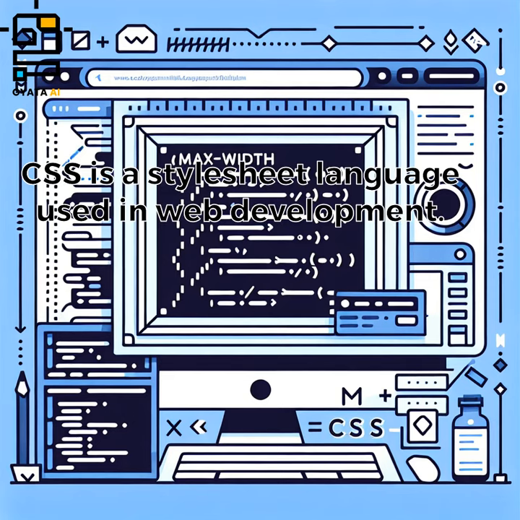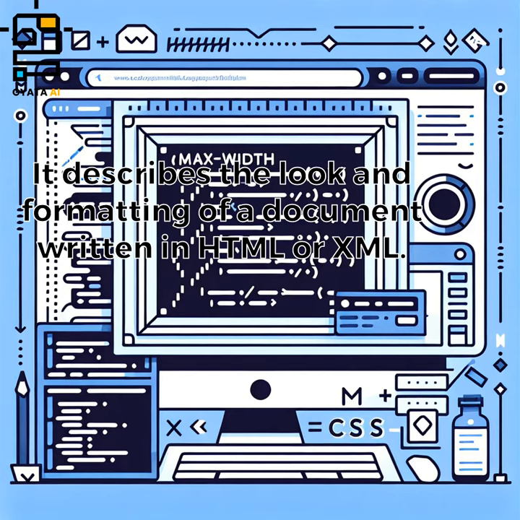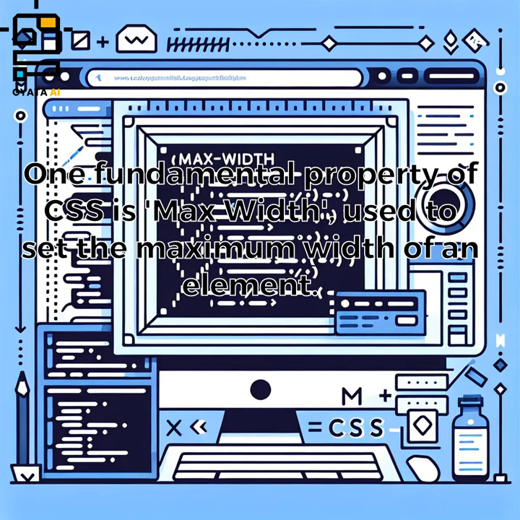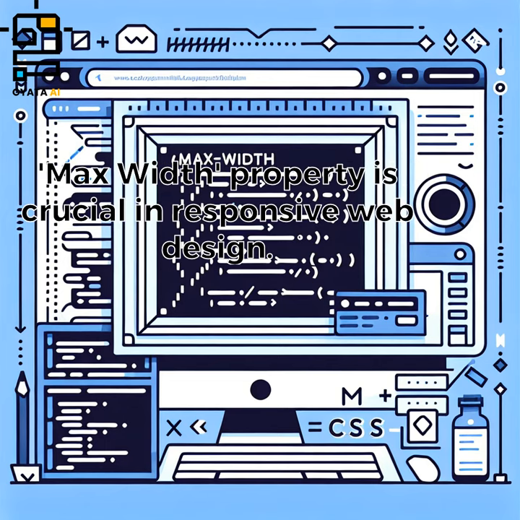Introduction. CSS is a style sheet language used in web development. It describes the look and formatting of a document written in HTML or XML. One fundamental property of CSS is max width, used to set the maximum width of an element. Understanding the max width property is crucial in responsive web design.